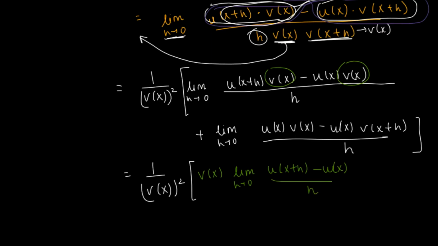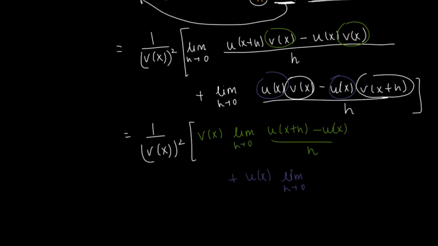And again, in this stuff right here, v of x is changing, getting v of x plus h from v of x. u of x is not, so let's just write u of x again. u of x times the limit as h goes to 0 of v of x minus v of x plus h, all of this divided by h.